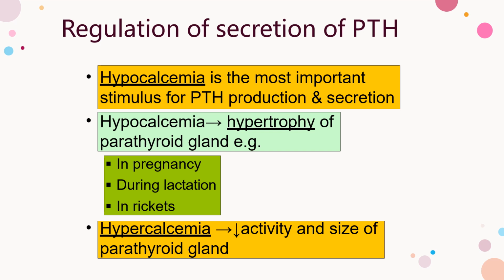As we have seen in the previous slide, the main regulator for the secretion of parathyroid hormone is calcium, and that too hypocalcemia. It is the most important stimulus for parathyroid hormone production and secretion. In cases of hypocalcemia, there will be hypertrophy of the parathyroid gland, for example in pregnancy, during lactation and in rickets. And in hypercalcemic states, there will be decreased activity and size of the parathyroid glands. So finally, the hypocalcemic state is the most important regulator or stimulus for PTH production and secretion.